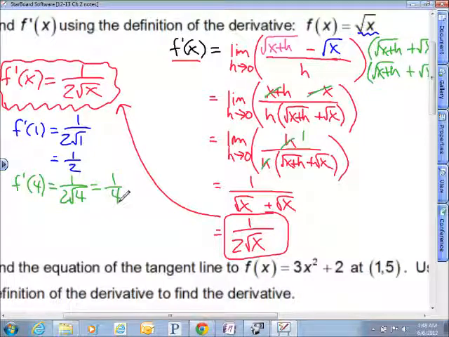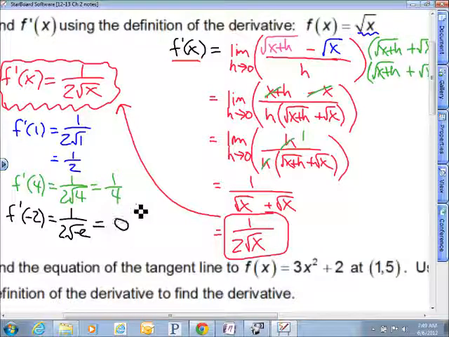What if I wanted to find the derivative at negative 2? 1 over 2 root of negative 2, which would mean that this thing doesn't exist, because we can't take the square root of a negative number. We just used this derivative to find an expression that we can plug any x value into to come up with the specific slope of the tangent line at that particular point.